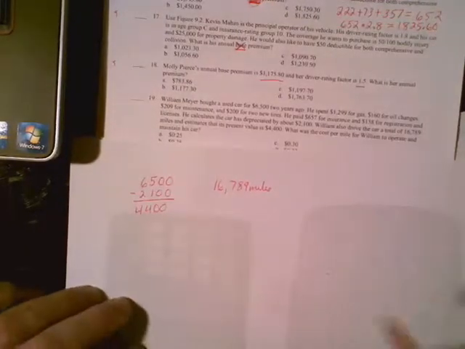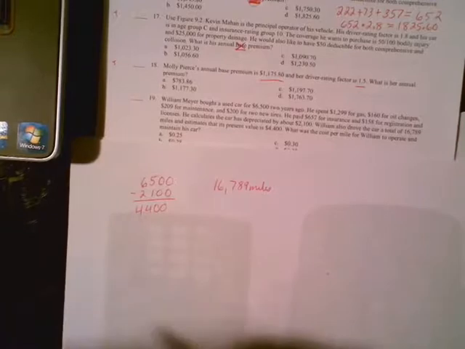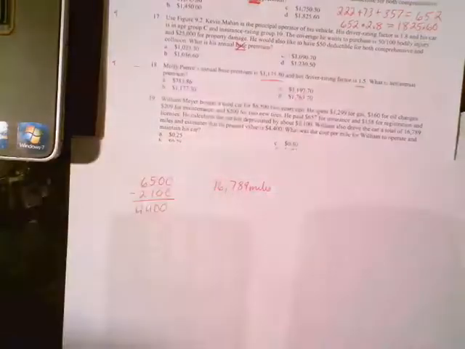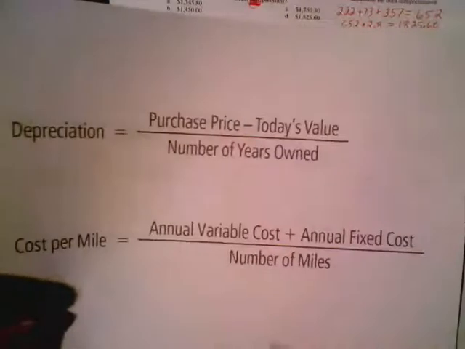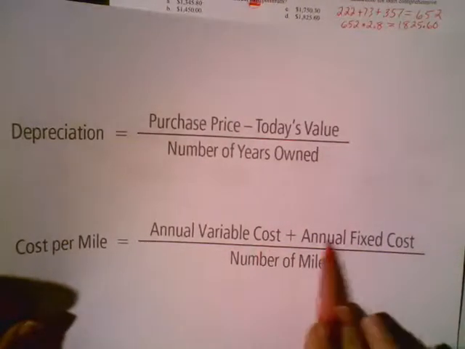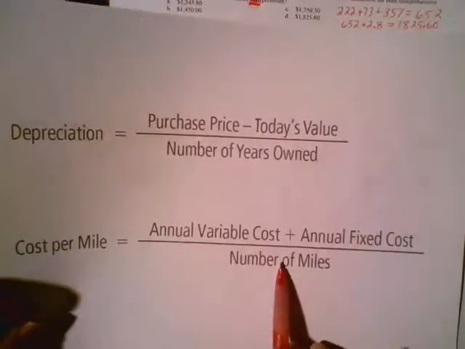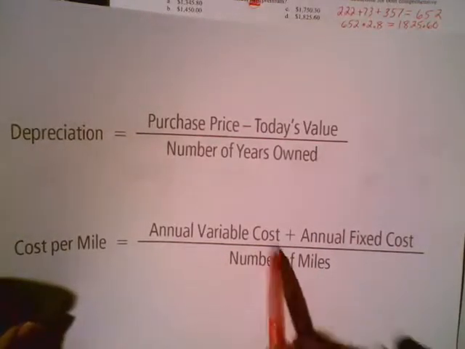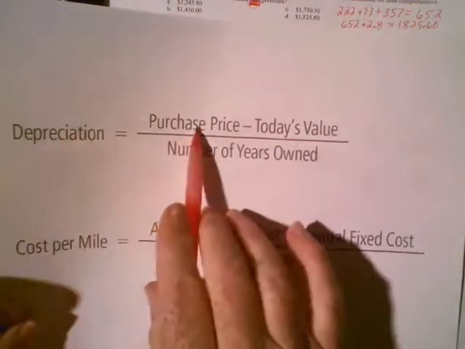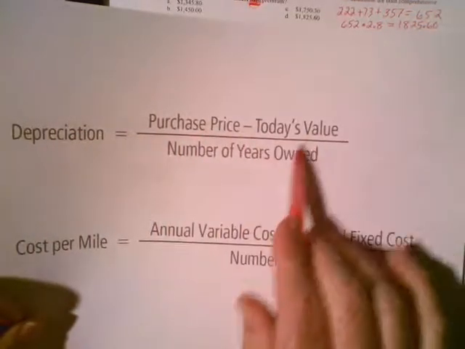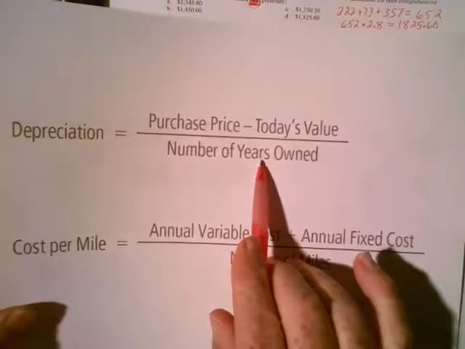So all we're going to do, using this cost per mile, is annual variable cost plus annual fixed cost, divided by the number of miles. So we're going to add all those up and divide by the number of miles. Notice the depreciation is purchase price minus today's price divided by the number of years. So we could figure out the depreciation, but we don't need to.